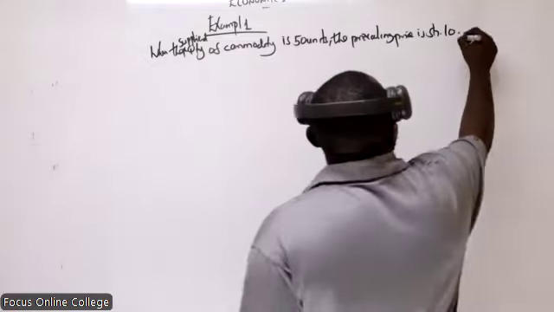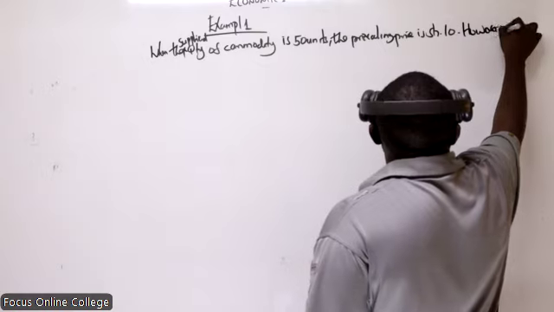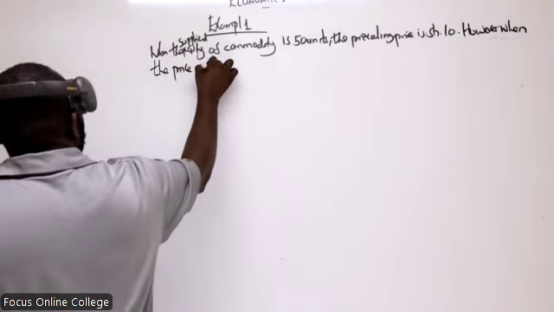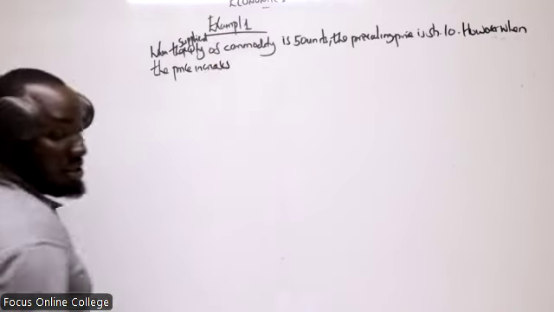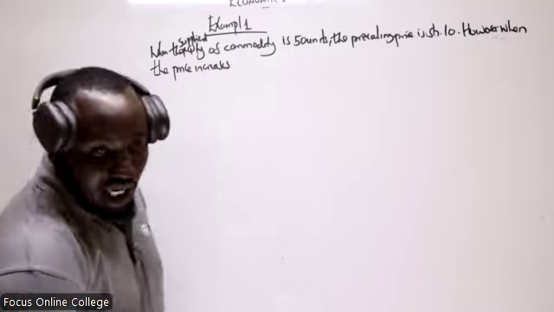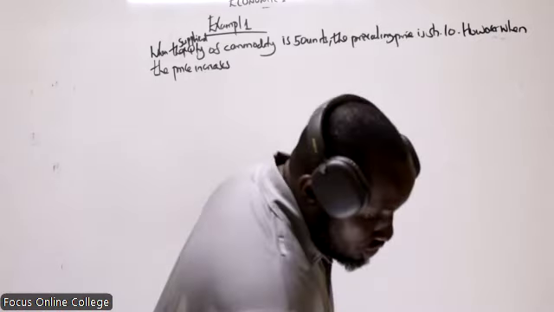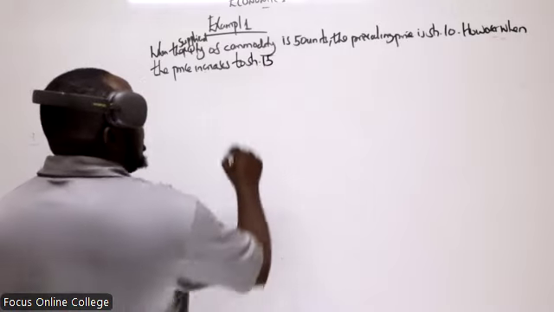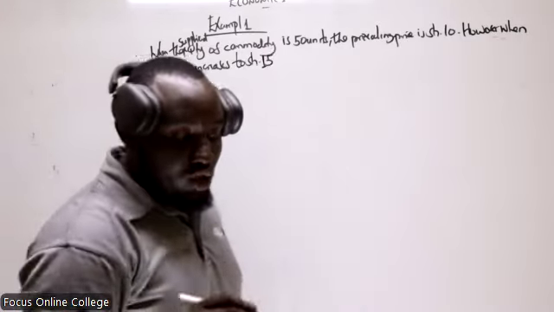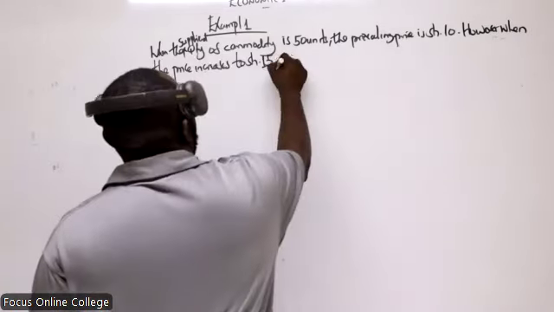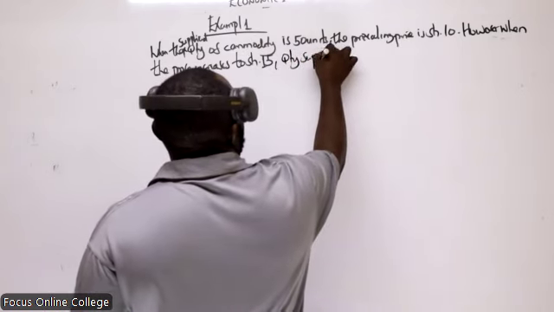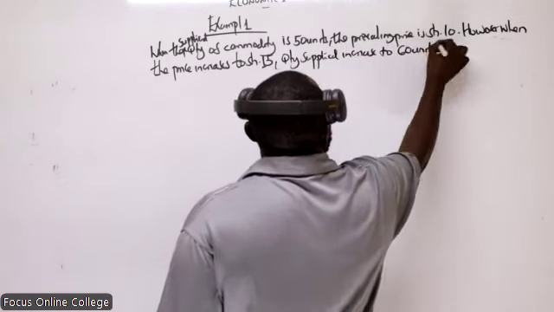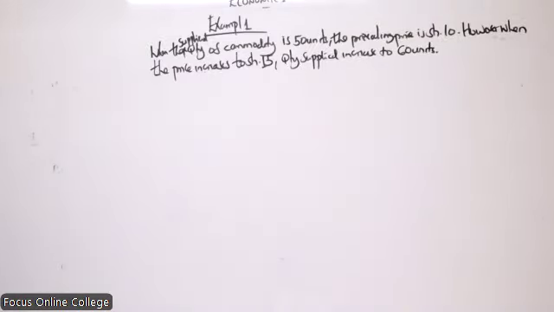However, when the price increases to shillings 15, the quantity supplied increases to 60 units.